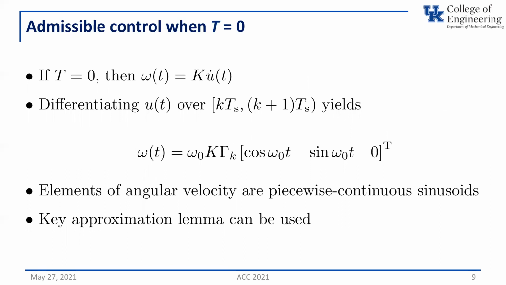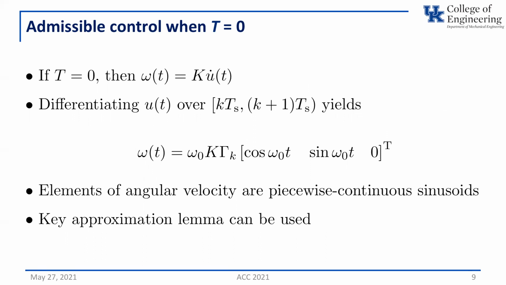Now, in the case where the external torque is 0, we have seen that the dynamics simplify to omega equal to k u dot. Then differentiating the admissible control yields a sinusoidal angular velocity over the update interval. Thus, we can use the key approximation lemma to analyze this control.